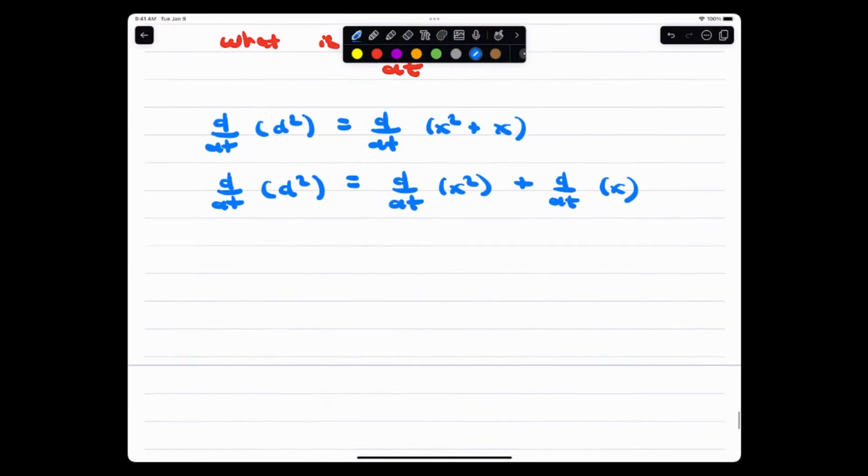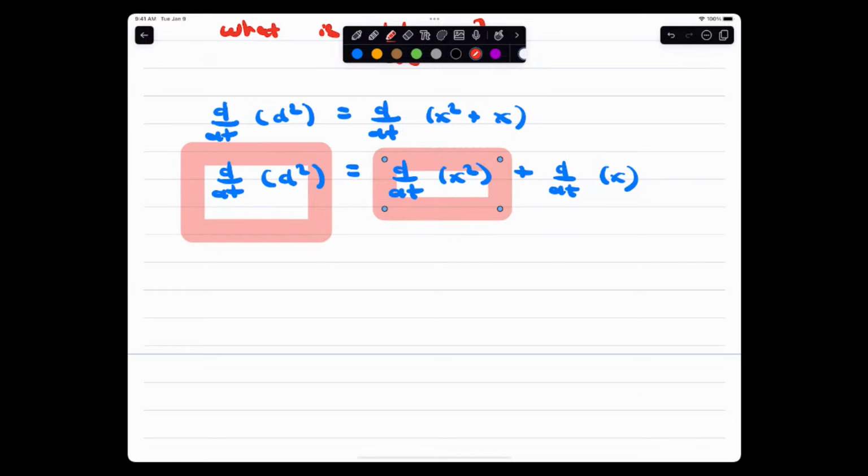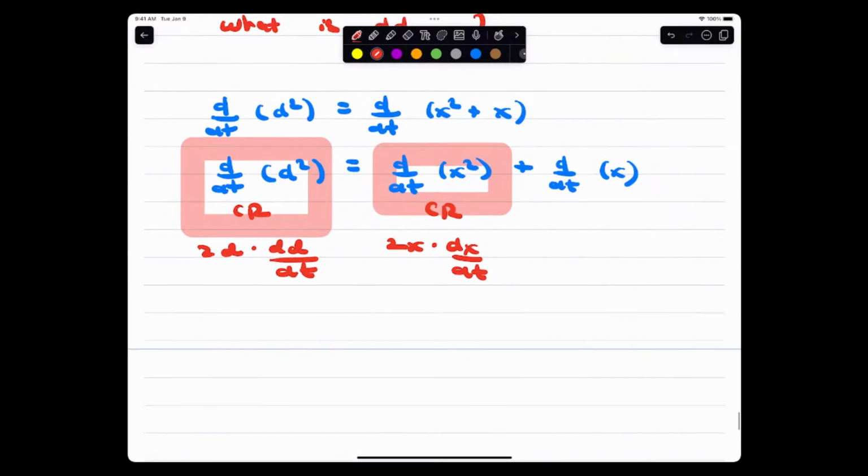All right, you guys. What did you guys get? What do you guys notice over here? This and this, we're going to have to use what? Chain rule. 2d dd dt. And then 2x dx dt. And there's no chain rule here. This is just dx dt. Is that right? Okay, good.